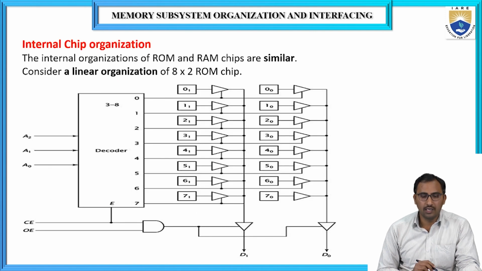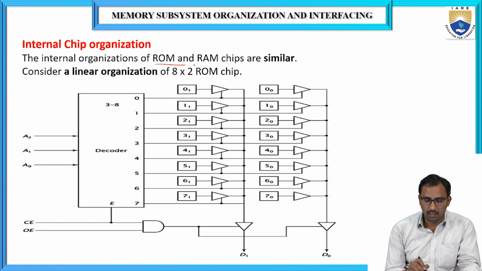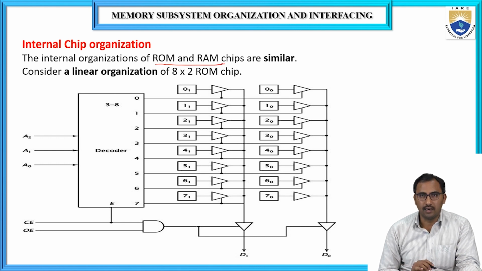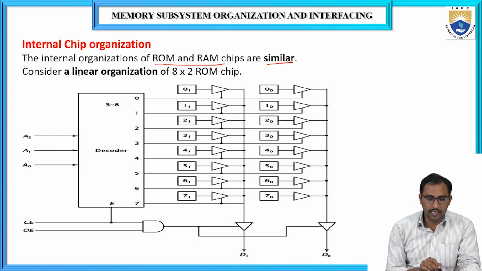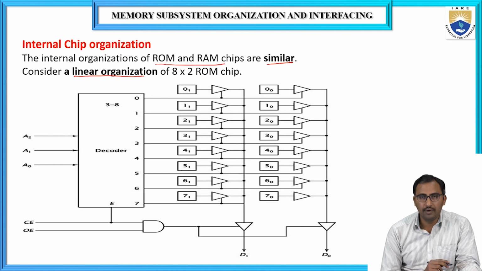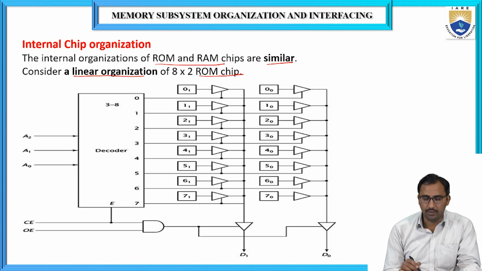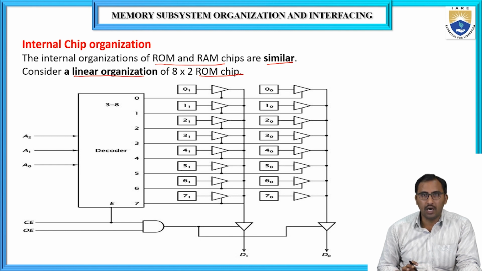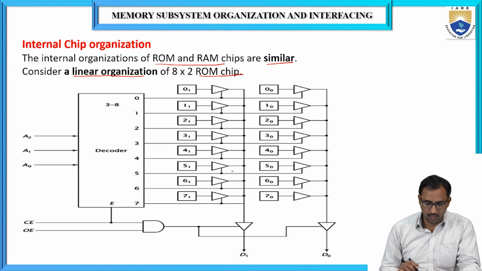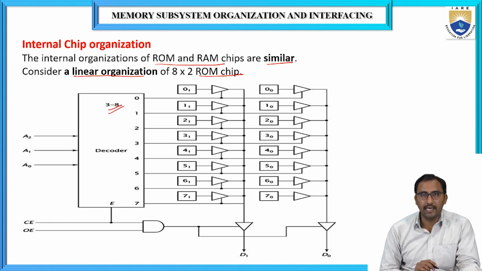So coming to the internal chip organization. The internal organization of the ROM and RAM chips are similar. In order to illustrate the simple organization, let us consider a linear organization of an 8x2 ROM chip. So this is the internal chip organization. Here it requires a 3x8 decoder. So in total it requires 3 address lines and 2 data lines.